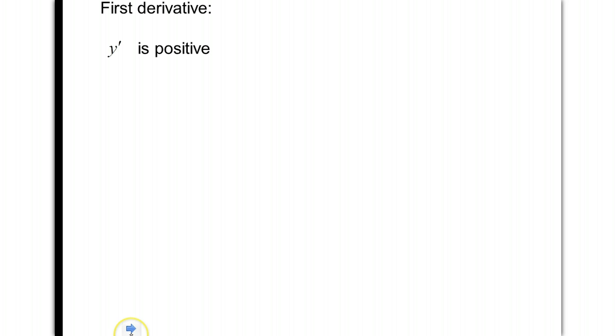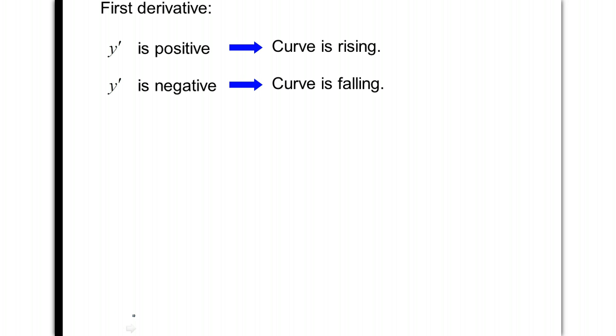Now, before we do the test, I want to review some concepts that we've been talking about all along. Number one, if y prime is positive, that implies the curve is rising. And if the curve is rising, then you know that your function y is increasing. If y prime is negative, the curve is falling, and that implies that your function y is decreasing.